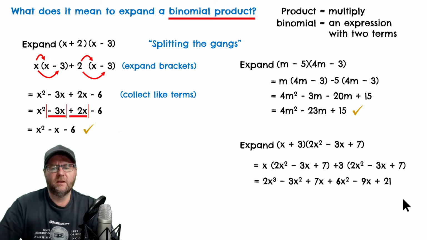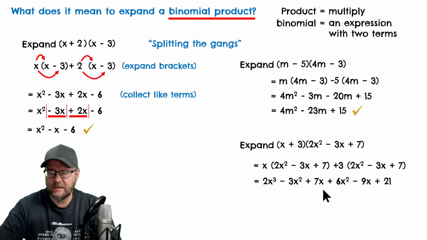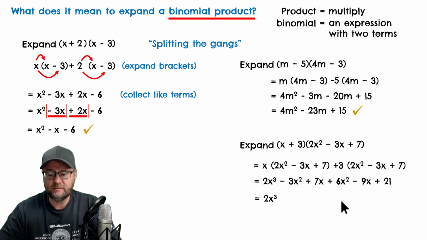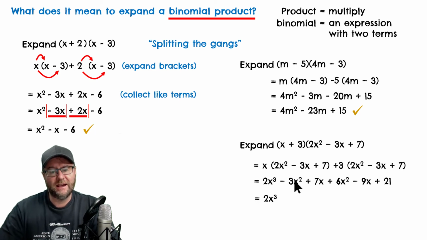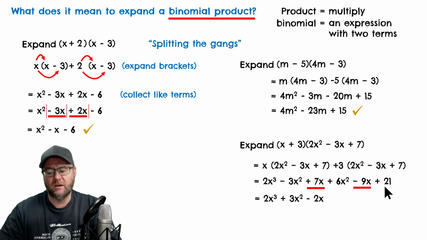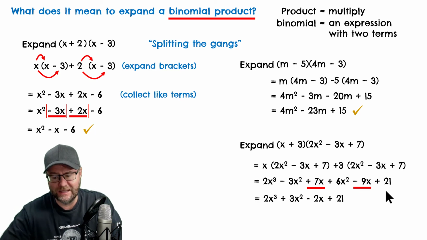We are nearly there. I'm going to go through and see, are there any like terms? Now with something like this, it's probably best to just start at the front and have a look. Well, I've got something that's cubed. Are there any other x cubeds? No, there aren't. So there's no like terms to collect there. Negative 3x squared. Are there any other terms that are x squared? Well, yes, there is. There's negative 3x squared and plus 6x squared. So when I add them together, I've got plus 3x squared. Are there any like terms with the x's? Well, yes, there's a 7x, take away 9x, gives me negative 2x. And there's no like terms for the 21, so I can leave it on the end.